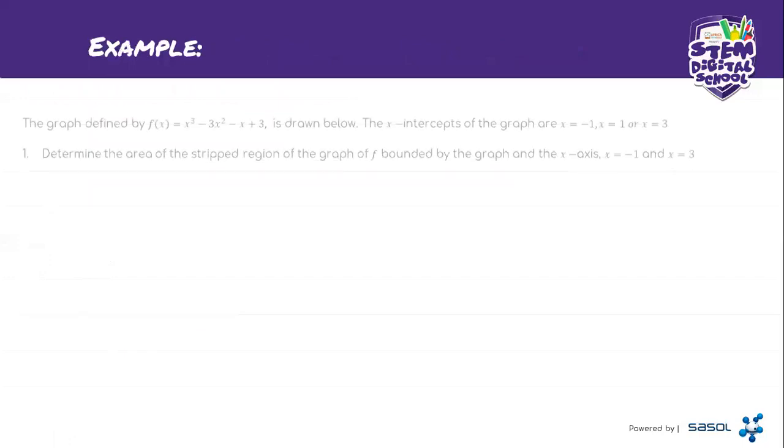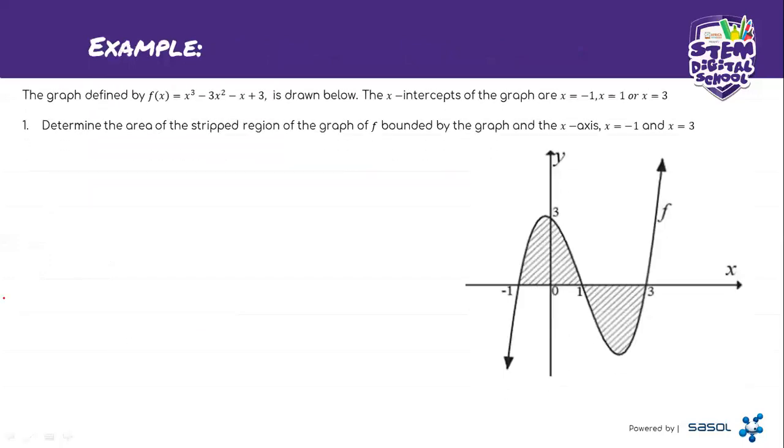Then we have another example. If we look at this example, we now have two shaded parts, the area above the x-axis and the area below the x-axis. I will try to explain how you write your integral sign when you are dealing with the area below the x-axis, so it's going to be easy for you.